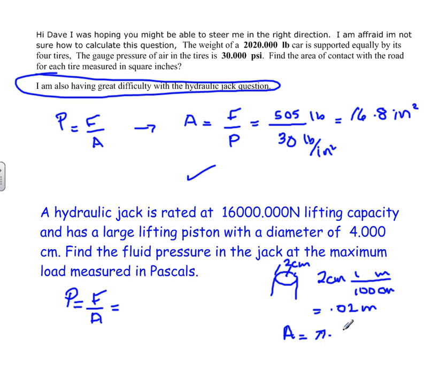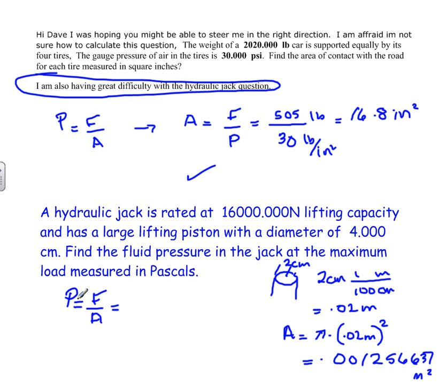And if we find the area of that circular piston that's pushing on the fluid, we get pi times the radius squared. So that's pi times 0.02 meters squared. And that gives 0.00125667 and so on, square meters.